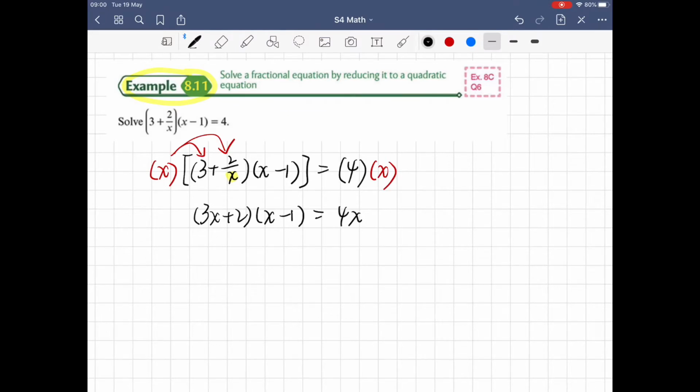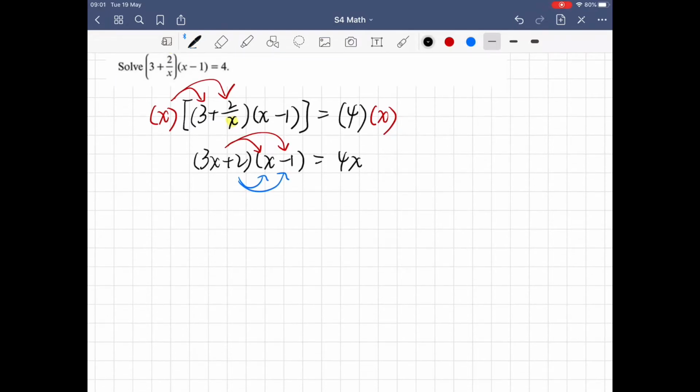And then we have to expand the brackets on the left-hand side. 3x will multiply the x and also negative 1. And for the 2, we have to multiply x and the negative 1. So for the left-hand side, we have 3x squared minus 3x plus 2x minus 2 equals 4x. Okay?